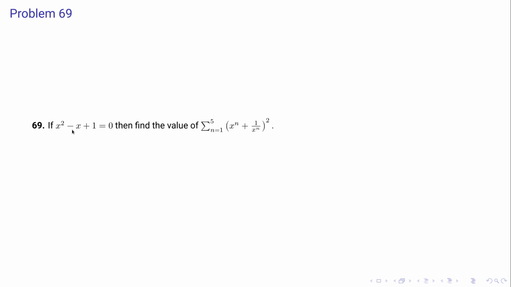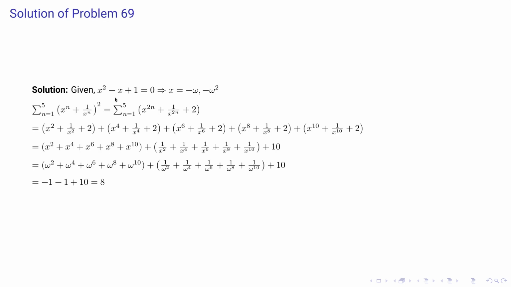There is a typo in this problem. This should be plus, because if it is minus, then the root will not match what we need. If x square plus x plus 1 is equal to 0, then find the value of sigma n is equal to 1 to 5 of x to the power n plus 1 by x to the power n whole square. So if x square plus x plus 1 is equal to 0, then x will be, okay, it's not a typo actually, it is correct, it is minus. So if x square minus x plus 1 is equal to 0, then x is equal to minus omega square.